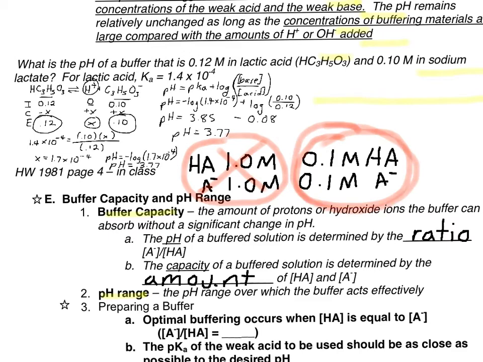The pH range of a buffer solution is the range over which a buffer works pretty well. All different buffer solutions have different pH ranges, some are around 7, some are around 5, some are around 9.